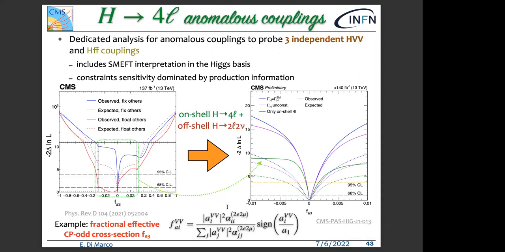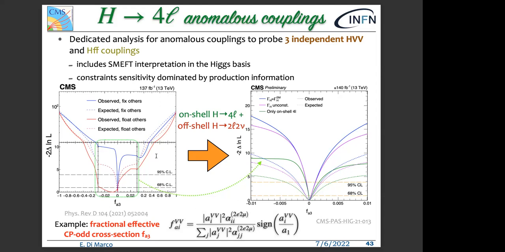Okay, so for example, in the four leptons, here is a likelihood scan, a result on the CP odd contribution of the H2VV coupling. So it's a very complicated likelihood scan here. For example, in the most conservative case, which is the red, you fit for fA3 and you float all the other three possible anomalous couplings. So you see here the likelihood scan, where the minimum is around zero, which means standard model. But here I just want to show you what you can do if you think smartly.